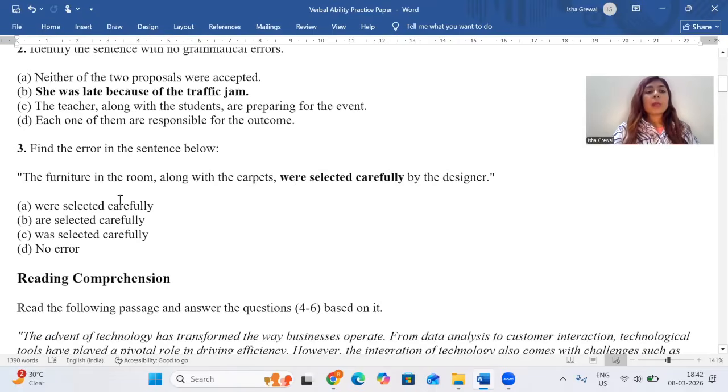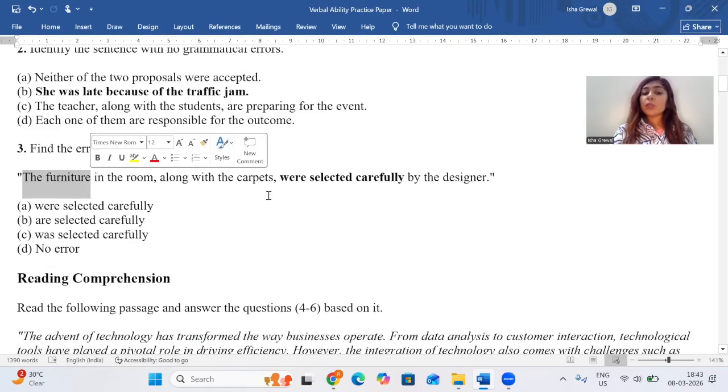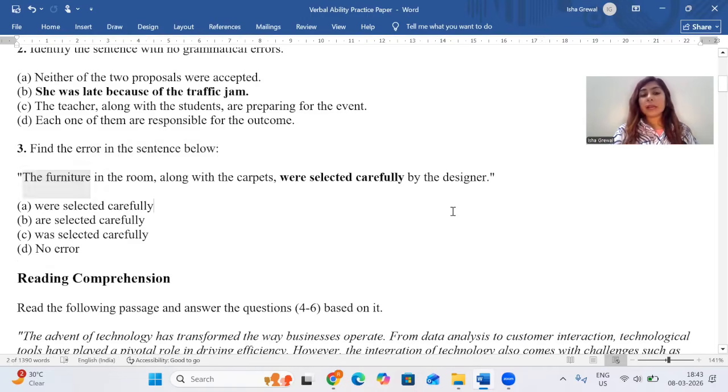Okay, third one. Find the error in the sentence below. The furniture in the room, along with the carpets, were selected carefully by the designer. So, as I have discussed in question number 2, that the teacher, along with the students, are preparing is incorrect. Why? Because the major subject is the teacher. The same way, over here, the subject is the furniture. The furniture in the room, along with the carpets, were selected carefully by the designer.